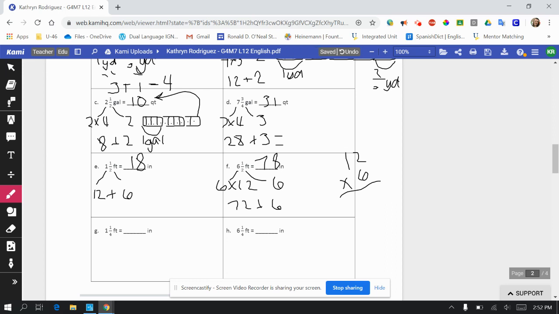Sound good? All right. So this was lesson 12. At this time, you'll go ahead and do the homework and then check your answers with your parents. All right, see you later.